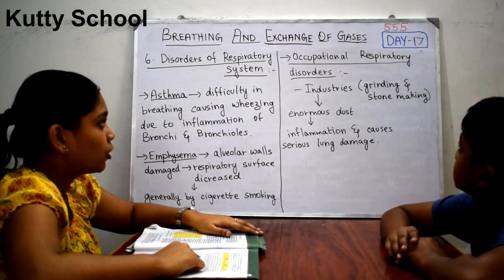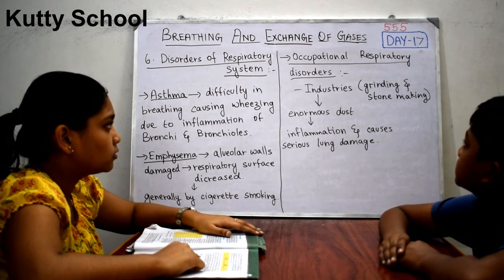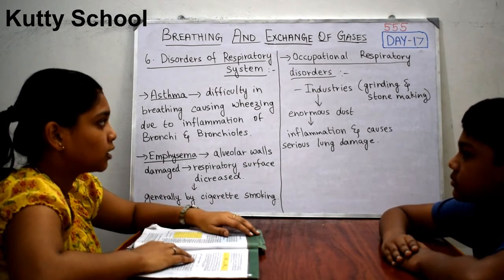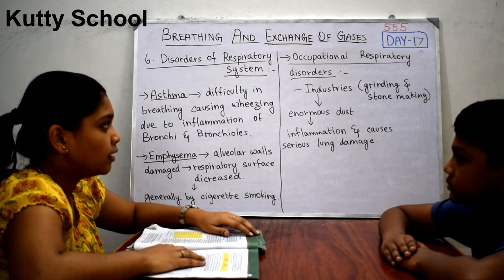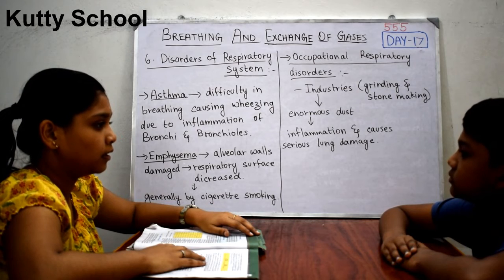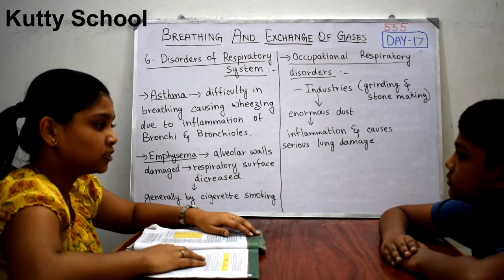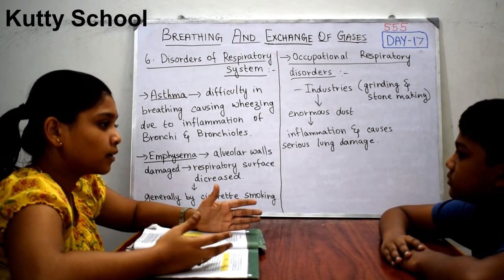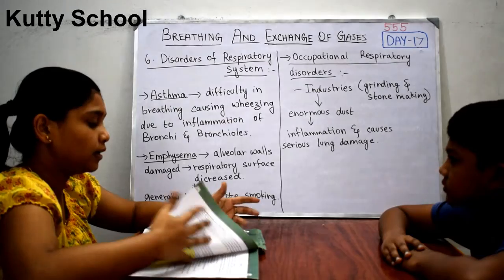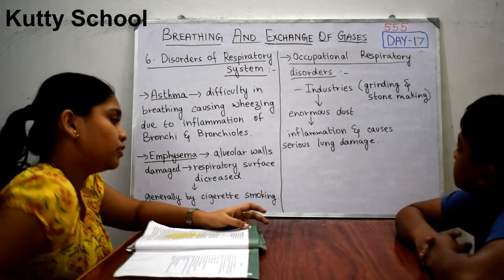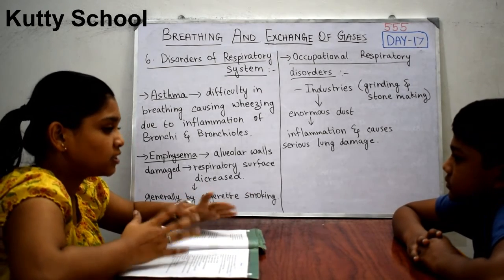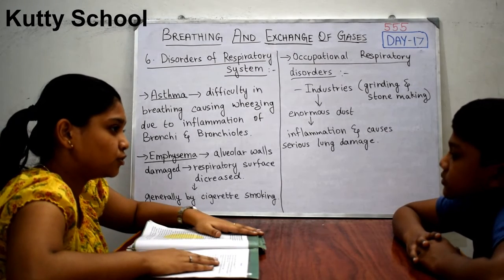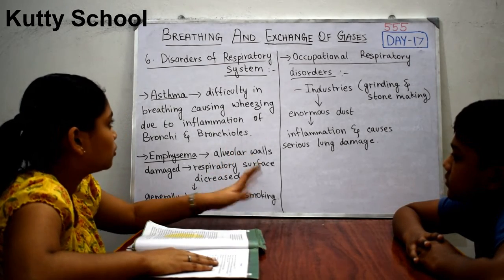The third and last one is occupational respiratory disorders. These are generally caused in workers in industries involving grinding and stone making. In those areas enormous dust is released. That large amount of dust cannot be coped with by our immune system, and the defense mechanism in our body cannot withstand it. Therefore it causes inflammation and serious lung damage. So these are the 3 disorders of the respiratory system.